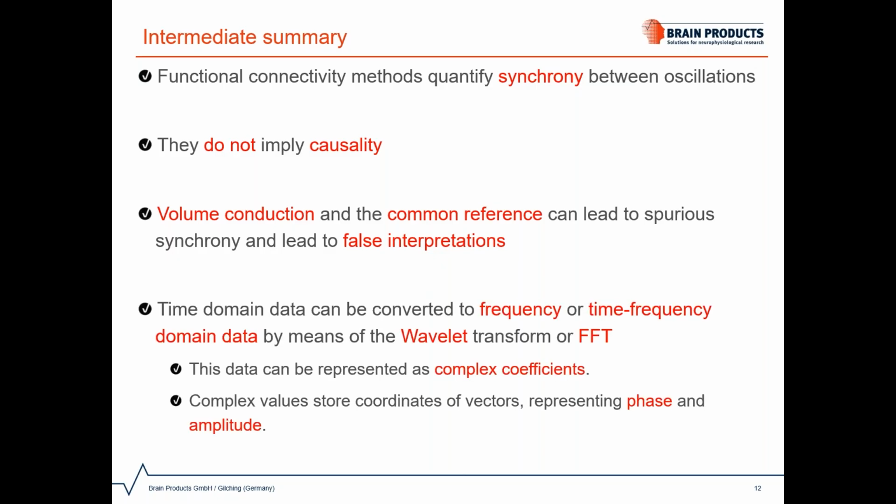Most measures are based on the frequency or time frequency domain data. Raw EEG signals in the time domain need therefore to be converted to either frequency or time frequency domain. This can be achieved with the wavelet transform or the Fourier transform. Frequency and time frequency domain data is represented in complex values, which can be understood as storing coordinates in complex space to represent phase and amplitude information simultaneously.